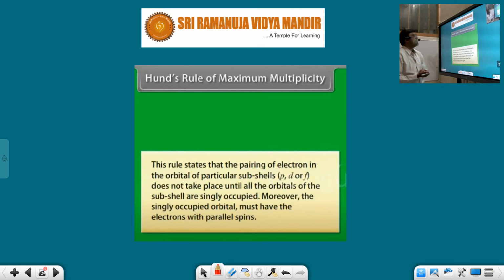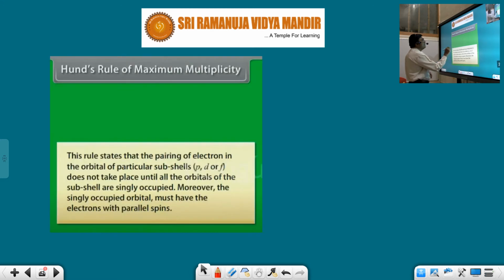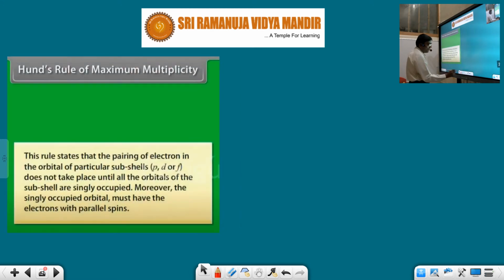Now Hund's rule of maximum multiplicity. It's a very, very important principle. So let's see what this rule states. So this rule states as follows. Very simple. Let us keep this definition aside. I'll make it very simple for you. Okay. Now let us learn here.